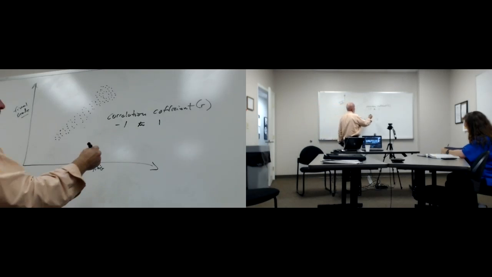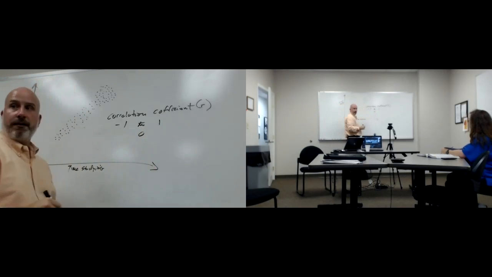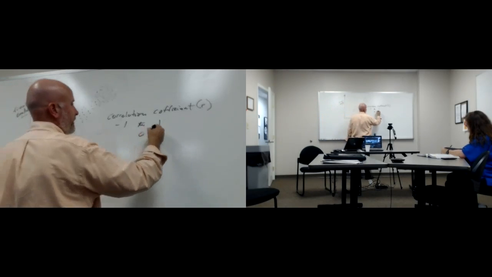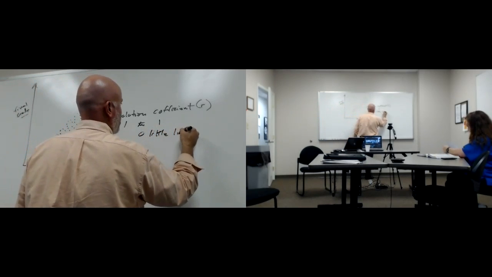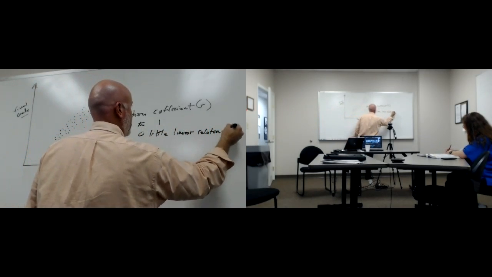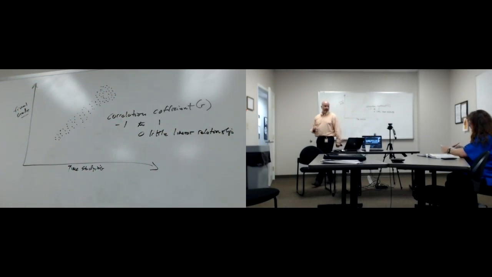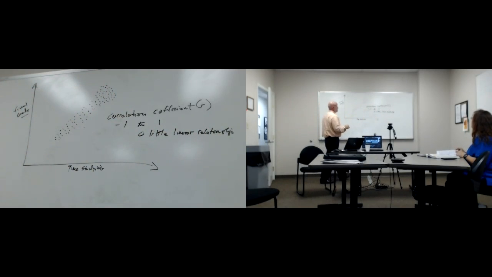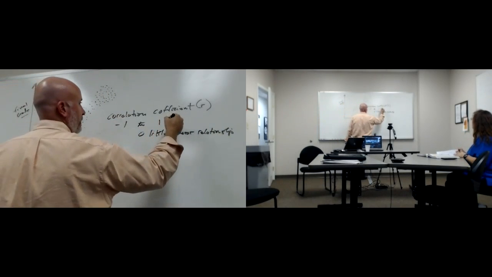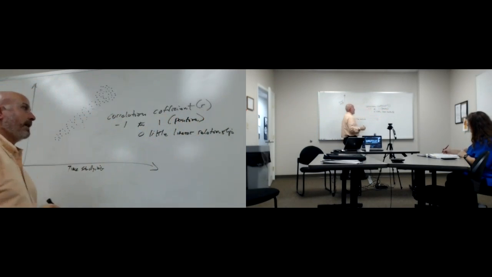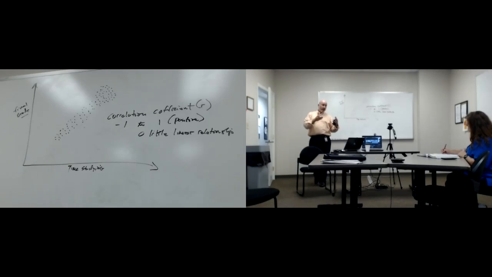A value of 0, how will we define it? Neutral, in the middle. So we're going to say that there's little linear relationship. How would I define a value of positive 1? We'd say that it's positive, and as we move closer to 1, we say that it gets stronger.